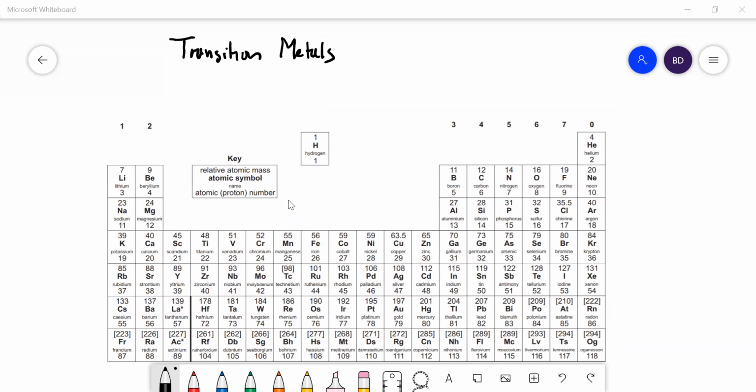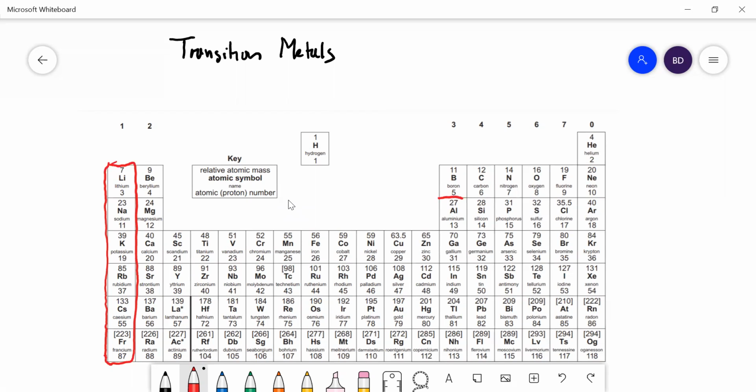In this video, we're going to talk about the transition metals, and we're going to compare them to the Group 1 metals. The AQA specification says that it wants us to do that. So there's our periodic table, and of course our Group 1 metals are over here on the far left-hand side. They're in Group 1, and they've got 1 electron in their outer shell.